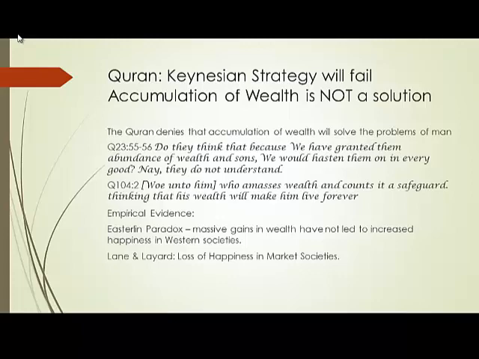Similarly, Lane and Layard have written a book called The Loss of Happiness in Market Societies, which says that even though wealth has become 10, 30, even 100 times more, still people have not become happier. The suicide rate is increasing, alcoholism, broken families, all of the real determinants of happiness are actually reducing. So money does not buy happiness. That's actually the title of his article.